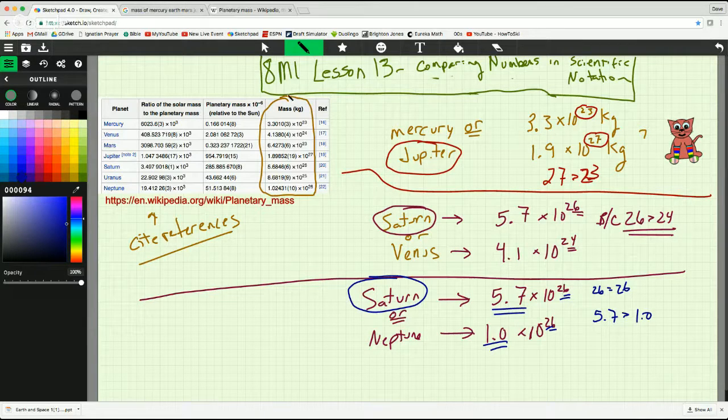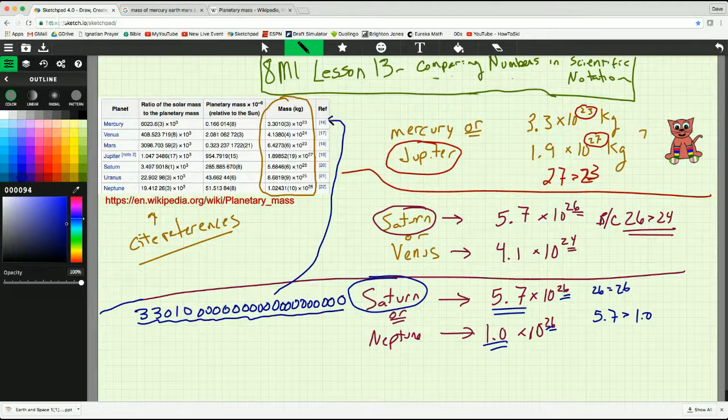So think about if you had to write out Mercury, it would be 33010, and we'd have 1, 2, 3, 4, 5, 6, 7, 8, 9, 10, 11, 12, 13, 14, 15, 16, 17, 18, 19, 20, 21, 22. This would be the mass of Mercury. And remember, this is why we don't like to represent these kinds of numbers in just regular format. It's much easier to write and compare numbers that are in scientific notation.